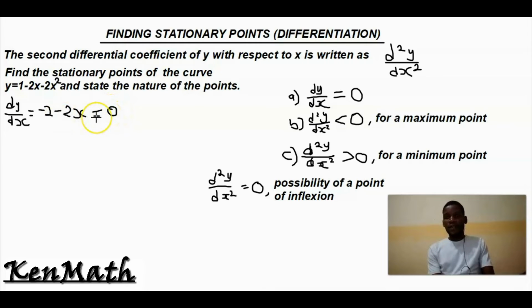If these are equal to 0, then we have to find the value of x. How do we find the value of x? We group the like terms. So negative 2x is equal to positive 2.